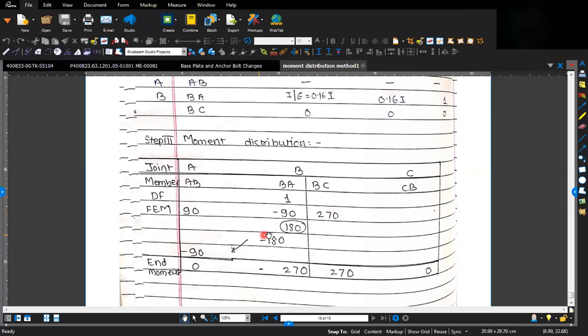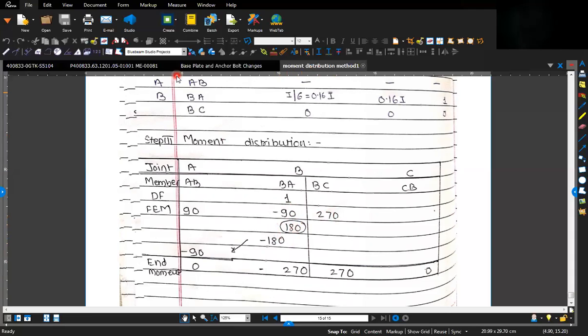Now, what is the difference of 270 minus 90, and why are we doing this moment distribution? Just to keep the joint stable. That is the main purpose of this distribution: to keep the joint stable, equal and opposite. Just remember this throughout the subject: equal and opposite moments or equal and opposite forces should be there. But here, what is the unbalanced moment? The unbalanced moment is plus 180.